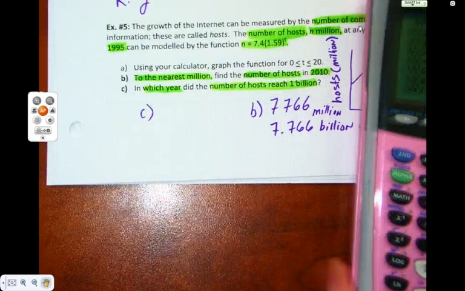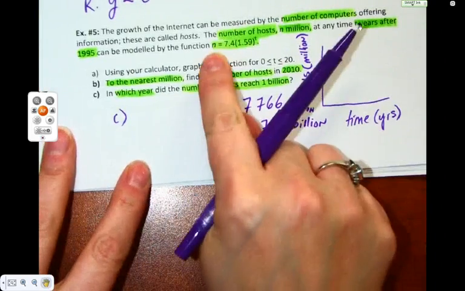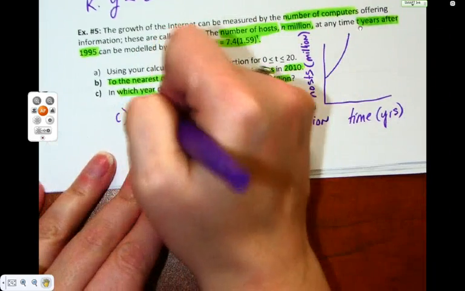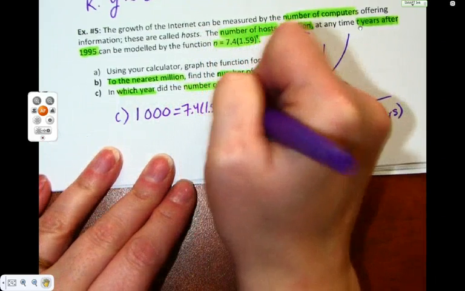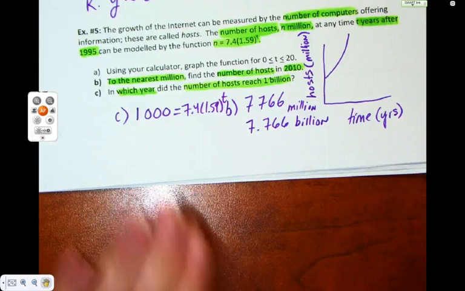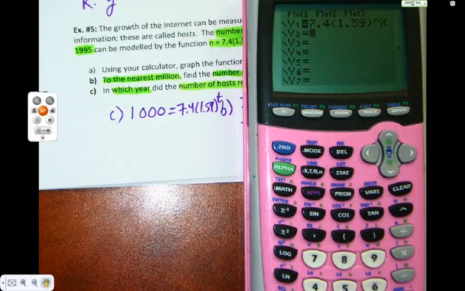Oh, what are we doing here? So where have we done this before? When we're jumping down to y2. We are solving an equation graphically. So all they have done is they have given you n. So they've told you 1 billion, which in terms of millions is 1,000, equals 7.4 times 1.59t. Okay, so this just now becomes solving an equation graphically, which we've done in 3 units. So jump down to y2, put 1,000.